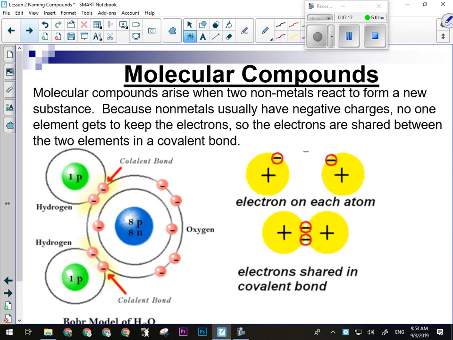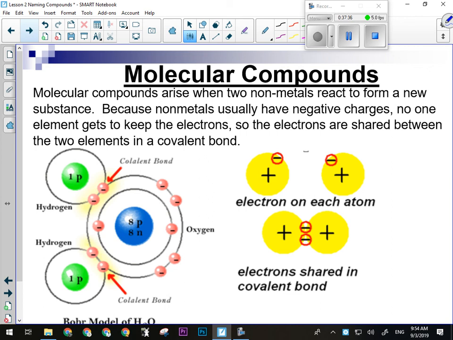Okay, so just a quick review here, and that's probably all we'll have time for. Just a quick review of the molecular compounds. We won't get to naming them today, but we'll just talk about them here. So for molecular compounds, we get a molecular compound when 2 nonmetals join together.